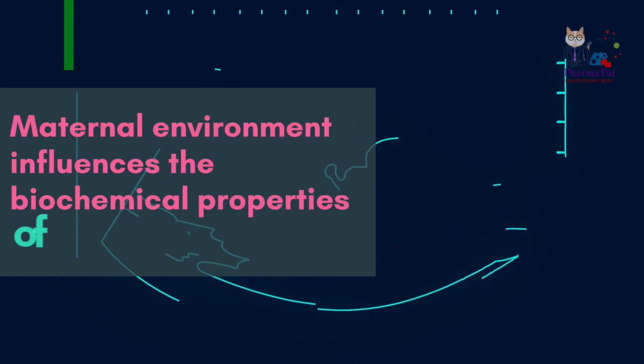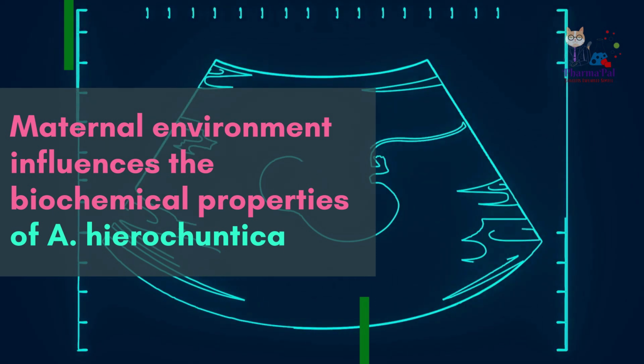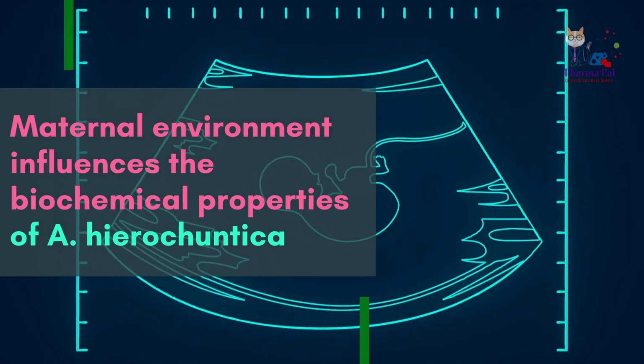Maternal environment influences the biochemical properties of Anastatica hierochuntica. Welcome to our exploration of how the maternal environment influences the biochemical properties of dead pericarps in the desert plant Anastatica hierochuntica. This study delved into the effects of abiotic stressors, specifically salt and heat, on seed germination and the biochemical composition of these pericarps. By analyzing phytohormones and metabolites, they uncovered fascinating insights into plant resilience and adaptation.